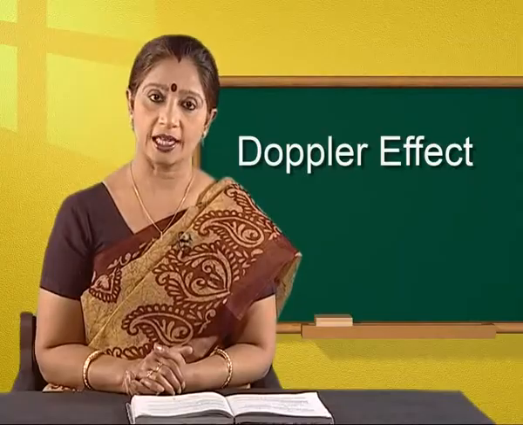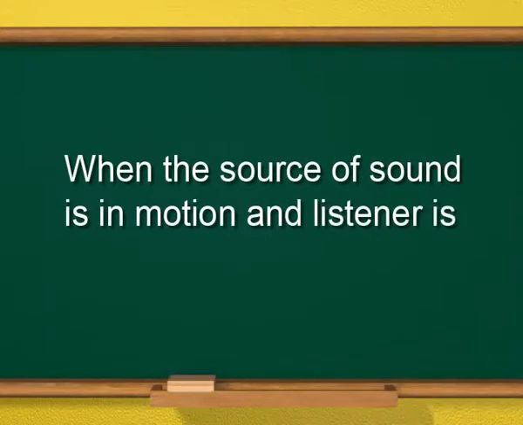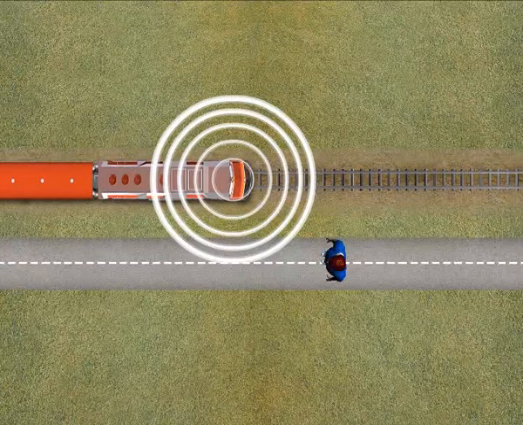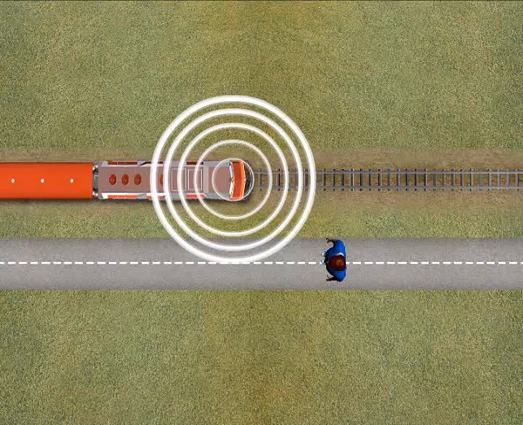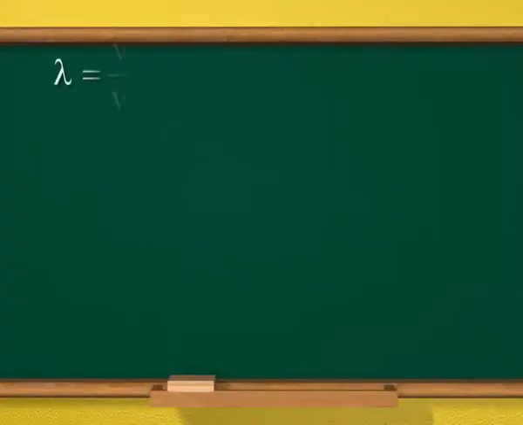The first case is when the source of sound is in motion and the listener is at rest. Let us consider a source of sound and a listener initially both at rest. If nu be the actual frequency of sound emitted by the source, lambda be the actual wavelength of the emitted sound, and v be the velocity of sound in still air, then lambda would be equal to v by nu.